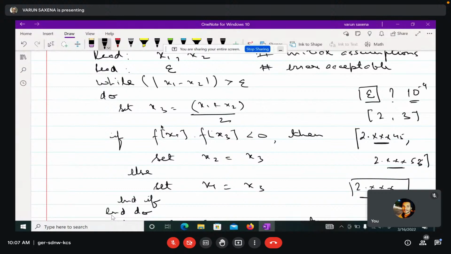I say find me the root correct up to 5 decimal places. So your error will be 10 to the power minus 6. That is it. Basic. Okay, so this is basically the algorithm.